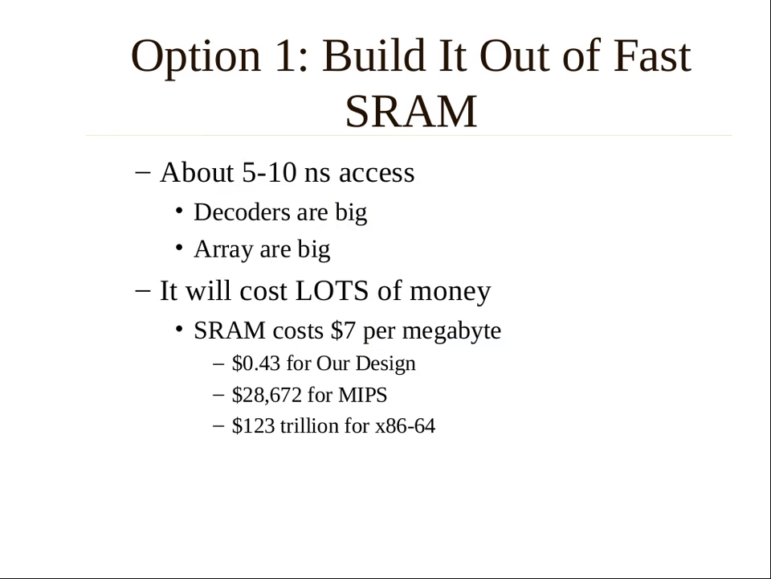Option 1. We'll use SRAM. It has about 5 to 10 nanosecond access, so a little slower than our flip-flops, but still pretty quick. The decoders are big, the arrays are big. It's going to cost a lot of money. All right, this is about 5 years old, so sorry. It's about $7 per megabyte.